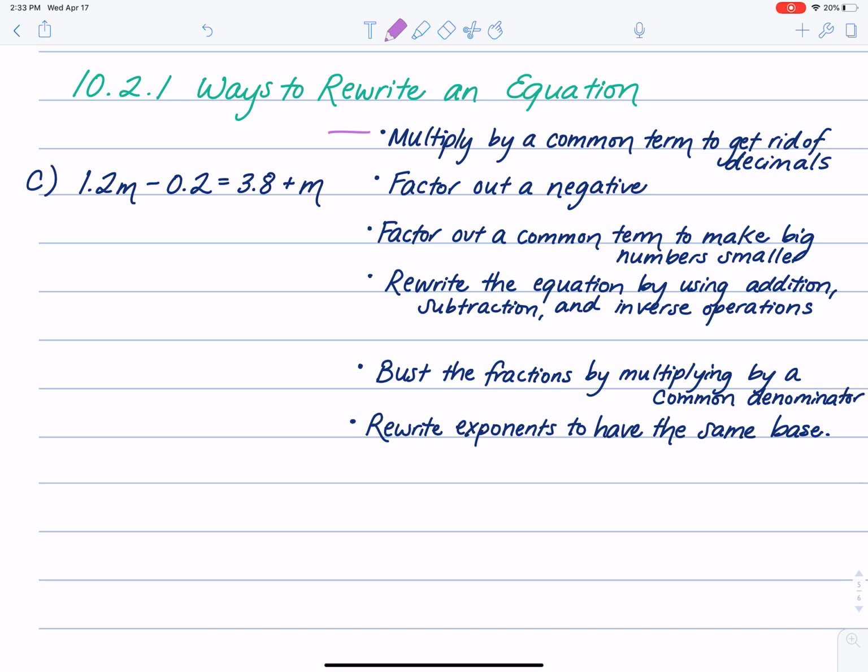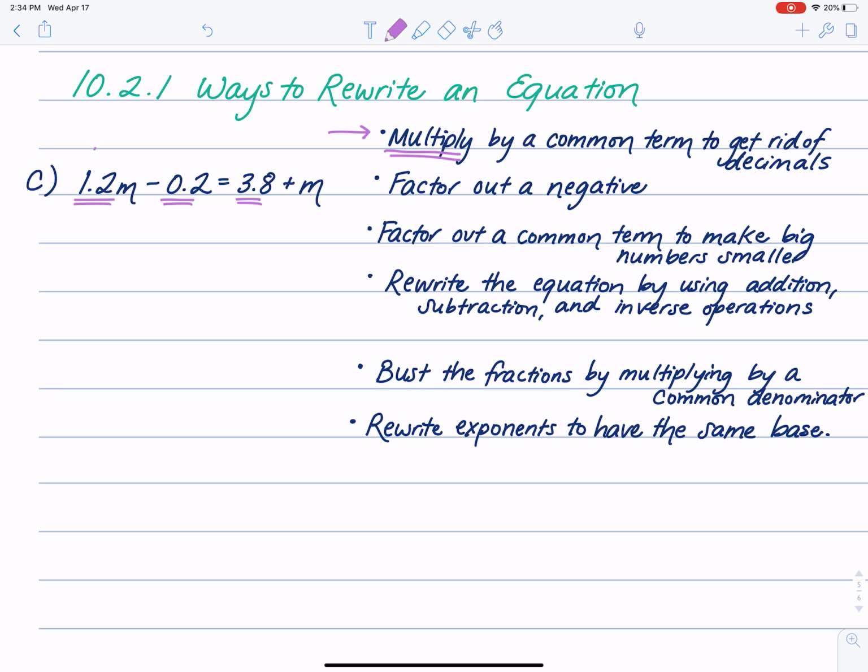multiplying by a common term to get rid of the decimals in this problem. We see that there's decimals here, decimals here, decimals here. We notice that they're all to the tenths place. Because they're to the tenths place, we're going to therefore multiply by 10 to get rid of all the decimals. And again, we're going to do this to the entire equation.